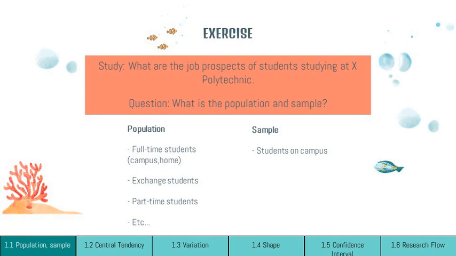The population includes all students, which includes, but is not limited to, full-time students, so students on campus or at home, exchange students, part-time students, etc. While the sample can just be a portion or subset of the population. So it can be, for example, the students on campus. So from this simple example, you can see that it is quite hard to define and include the whole population. So to save time and effort, we use sample instead of population.